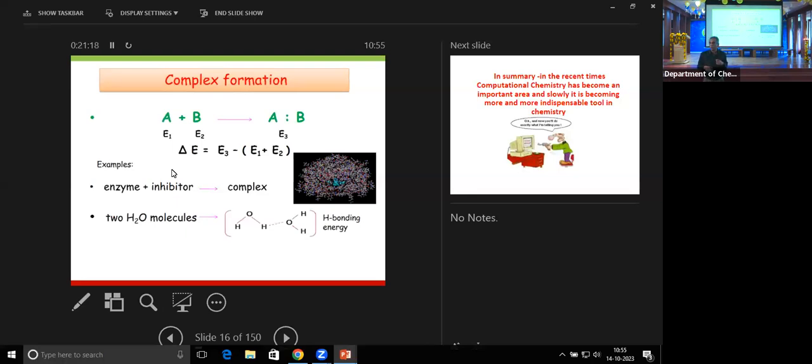Now, based on this, what do you say your delta E should be? If your binding is stronger, right? Then that molecule is better.